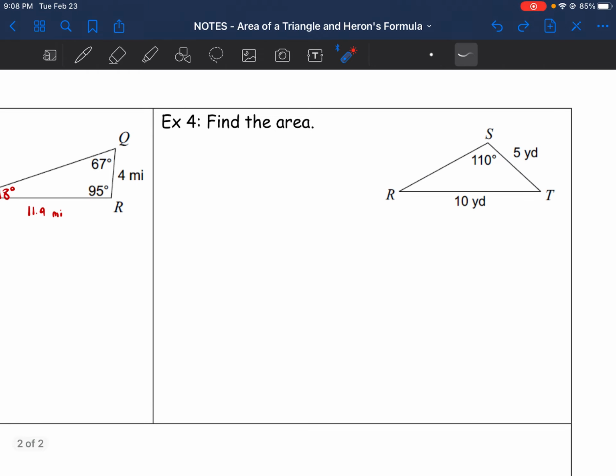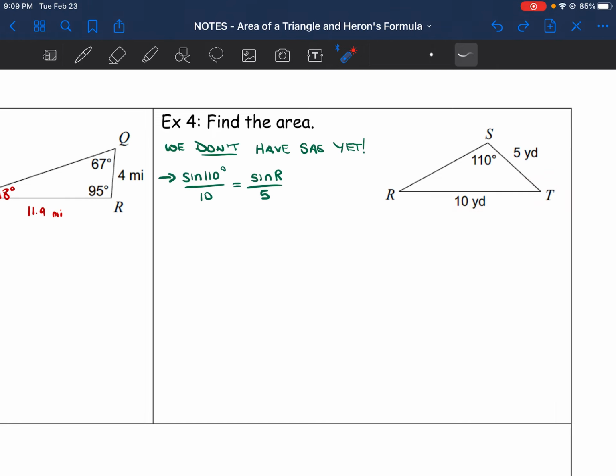All right, in our fourth example, now we have side-side angle, but what's important to note is that this angle is not an included angle. It's not the angle between the two sides. So we still don't have side angle side. We have side-side angle. So again, we want to think, what do we need to do to get to a side angle side scenario? Well, what I'm thinking is if we can get angle T, then we'll have side angle side.